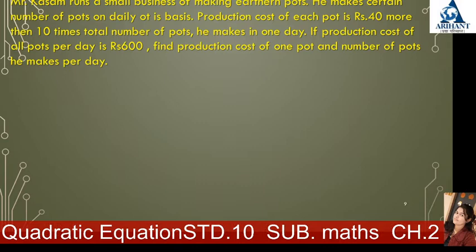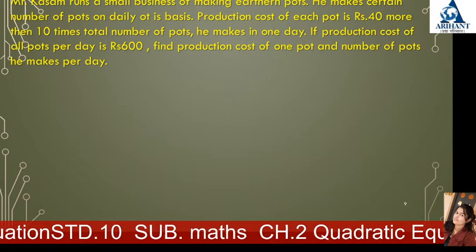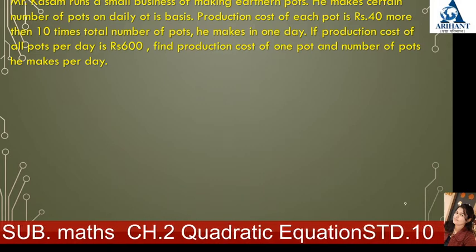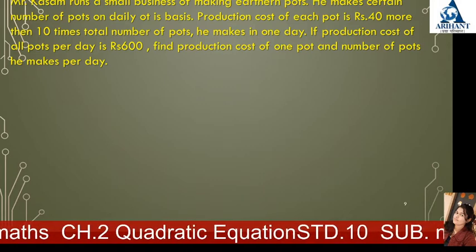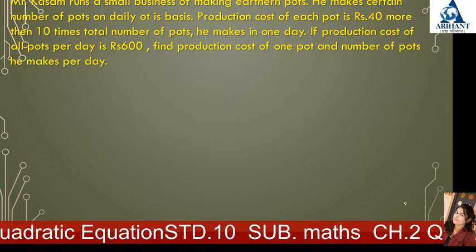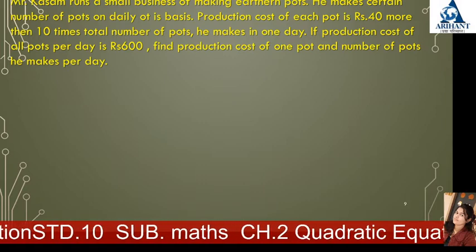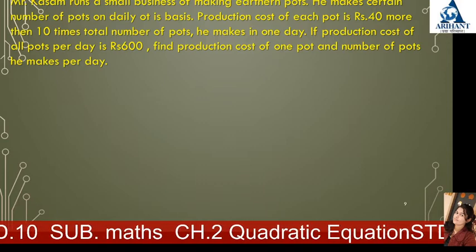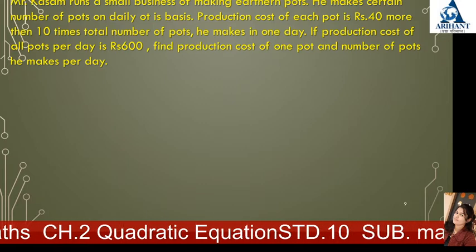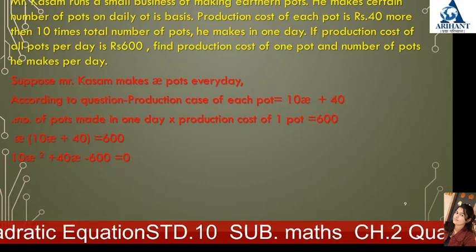The production cost of each pot is rupees 40 more than 10 times the total number of pots. Read carefully. The production cost of each pot is 40 more than 10 times the total number of pots he makes in one day. If the production cost of all pots per day is 600, find the production cost of one pot and the number of pots he makes per day. So what do we have to find? We have to find the cost of one pot and the number of pots he makes per day. So let's move towards the answer.